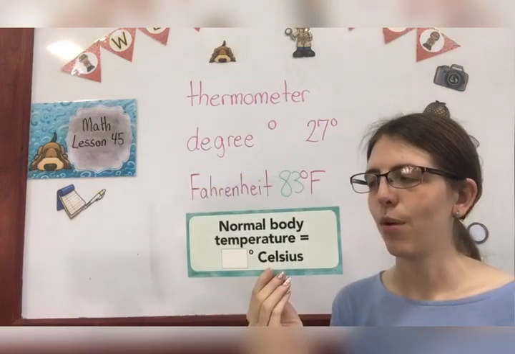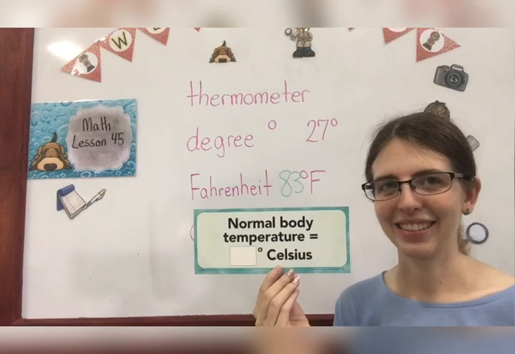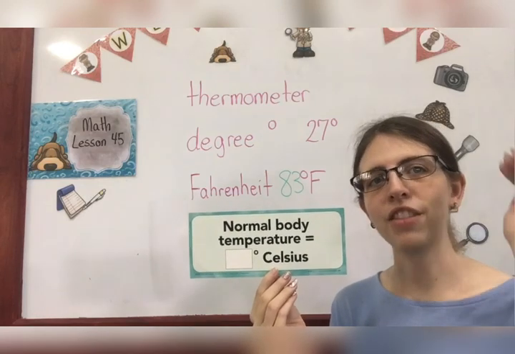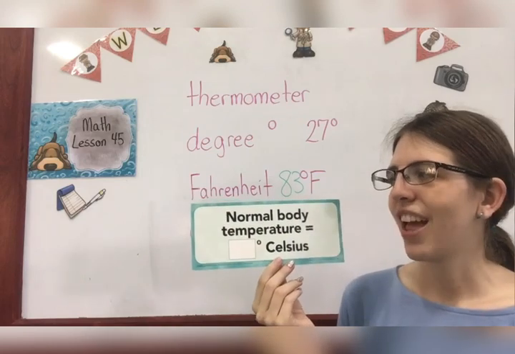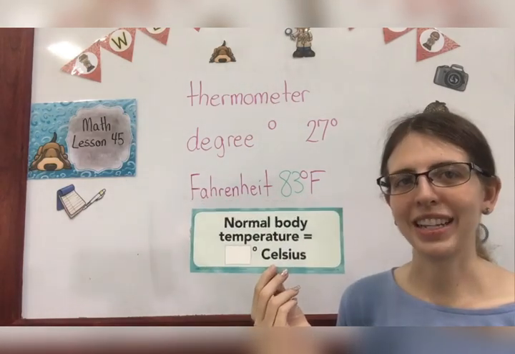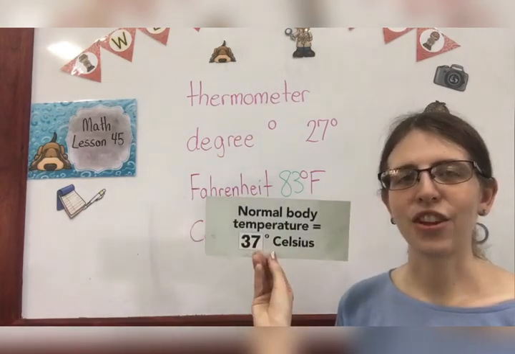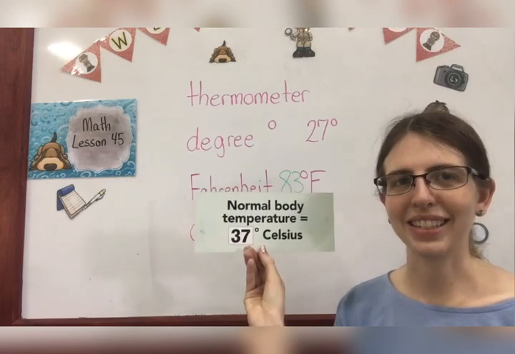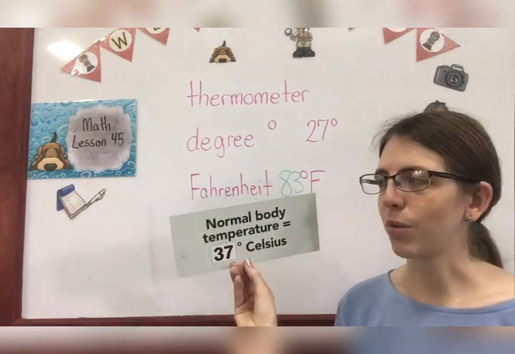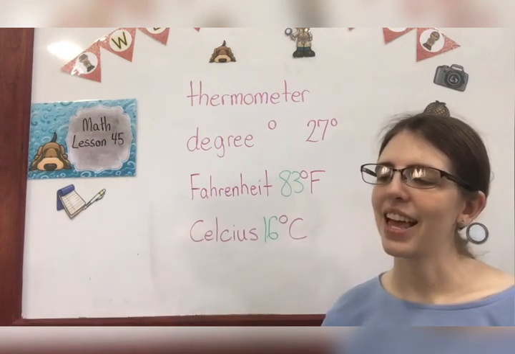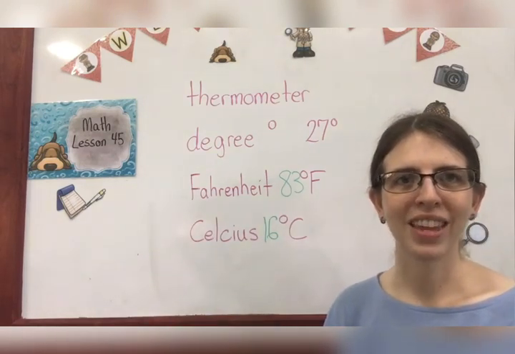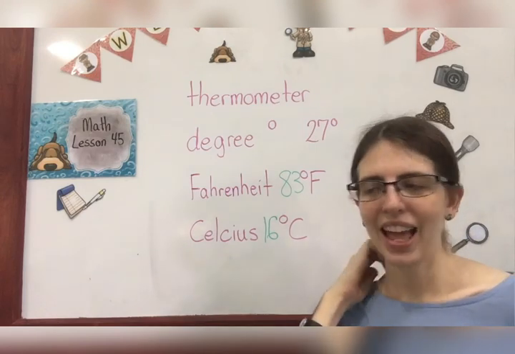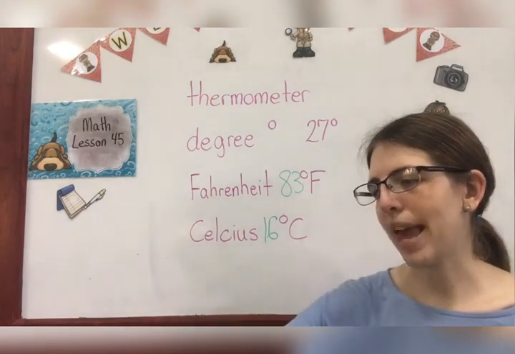What do you think it might be in Celsius? Have you noticed all of the numbers for Celsius are smaller? So is this one. Normal body temperature in Celsius is 37 degrees Celsius. So your normal body temperature in Celsius is 37 degrees. Okay? Okay. Let's keep going now with your paper.